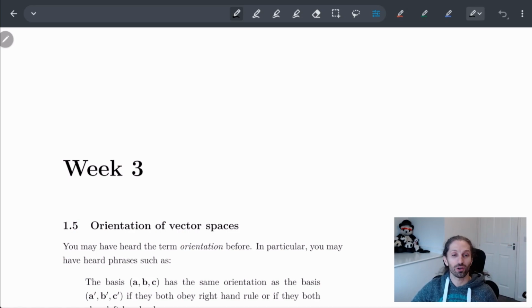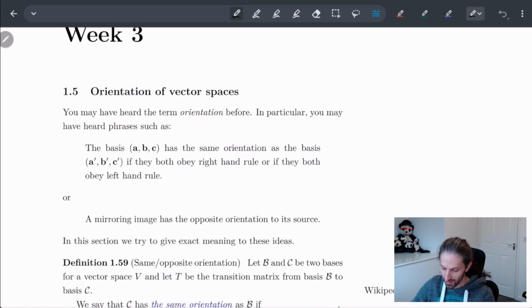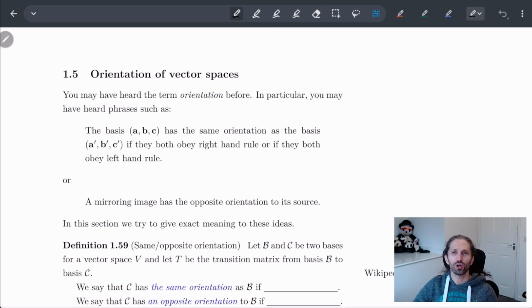Hiya. So in this lecture, we're going to be talking about orientations of vector spaces. So let's begin. You've probably heard about orientations before. This is basically like sometimes when we're talking about two bases having the same orientation.